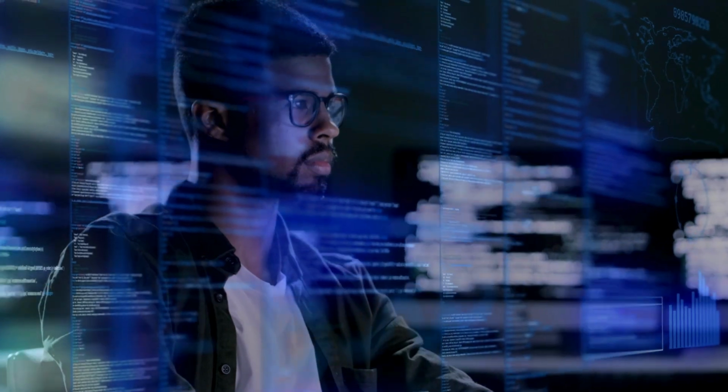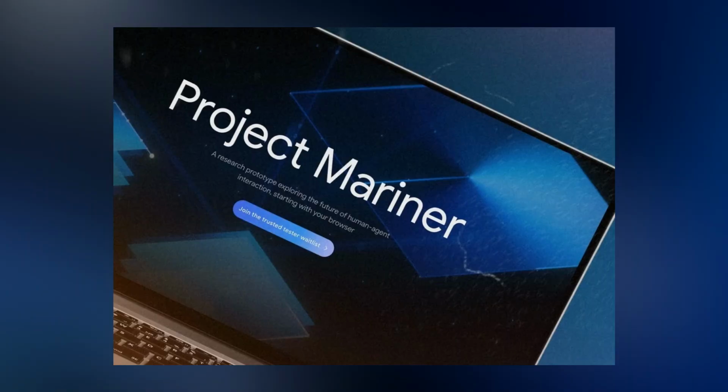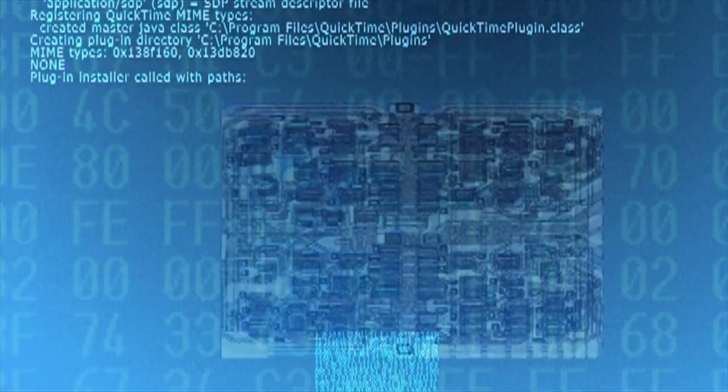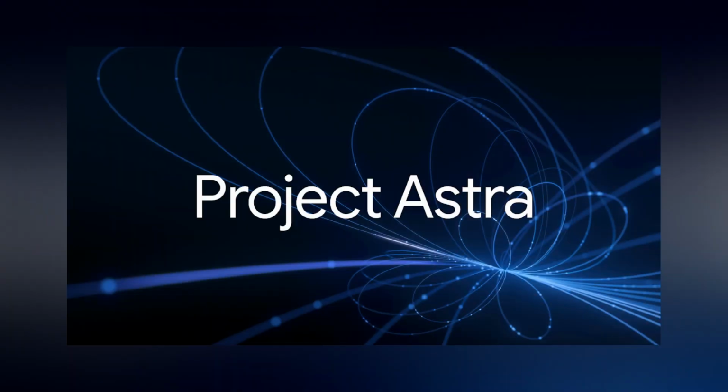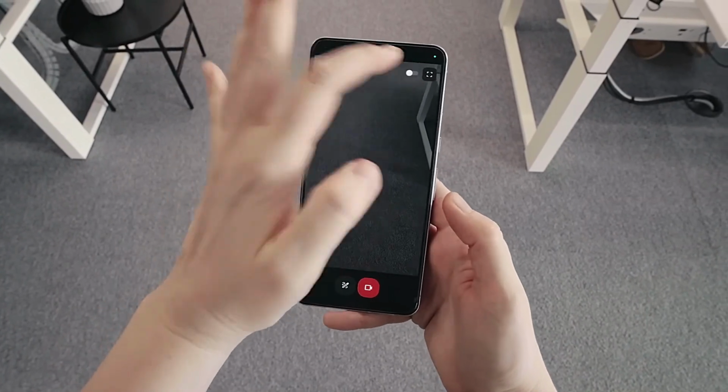Jules helps developers with coding. Mariner interacts with web browsers to type, scroll, and click to accomplish complex tasks. Astra is designed as a universal agent, interacting with search, Lens, and Maps.